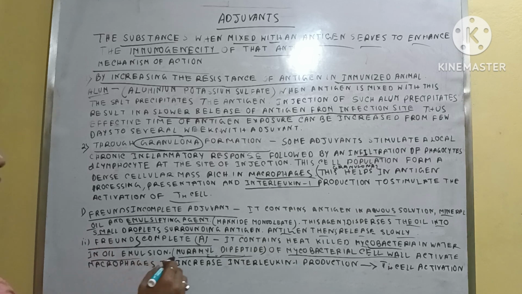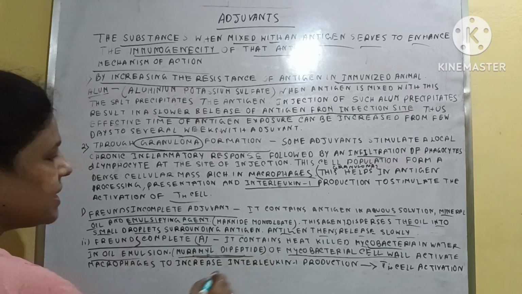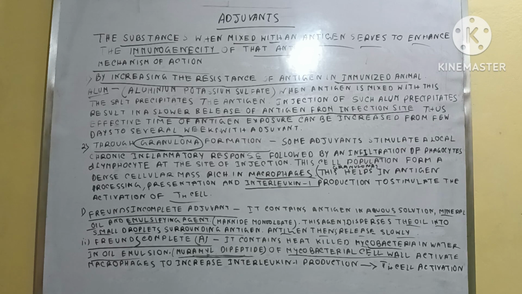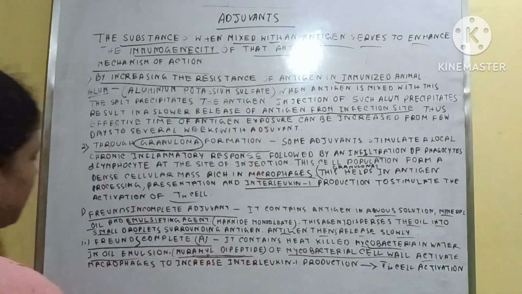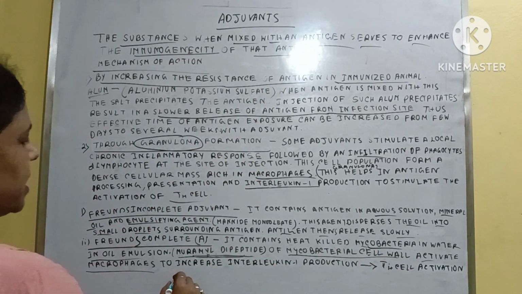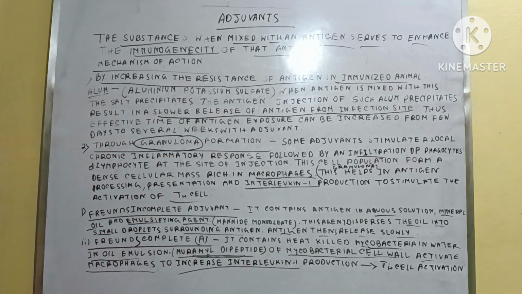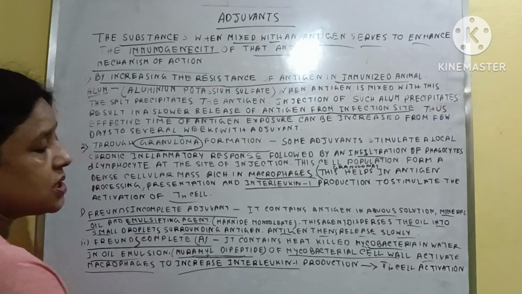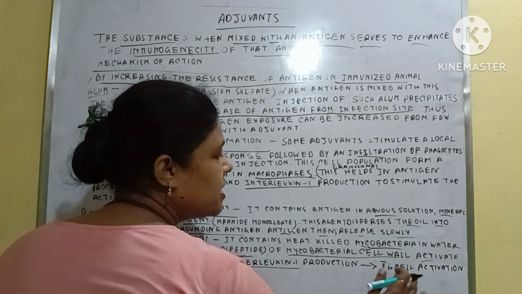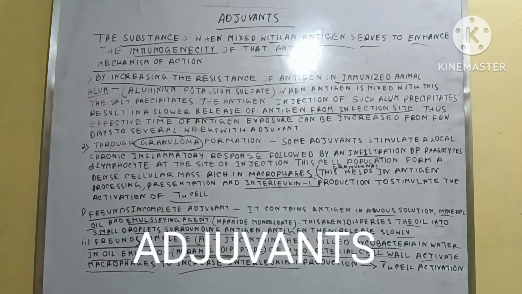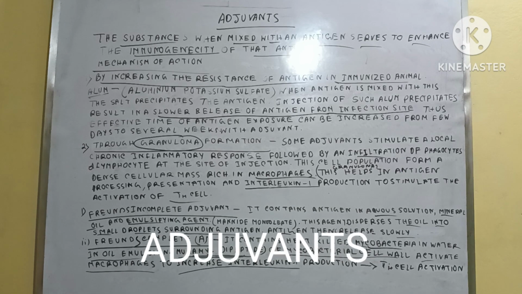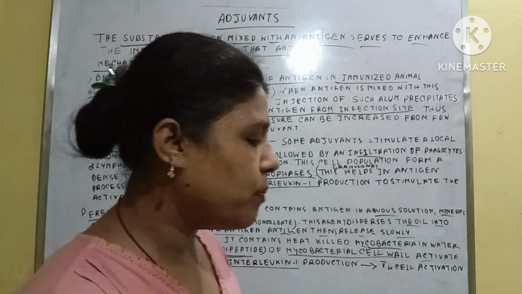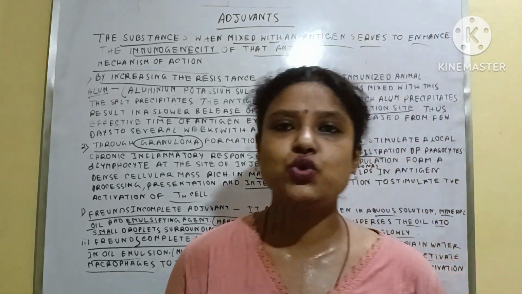The main role of this muramyl dipeptide is to activate the macrophages to increase interleukin 1 production, and you all know that with interleukin 1 production, activation of the Th cell is easily increased. So this is the topic of adjuvants related to immunology.